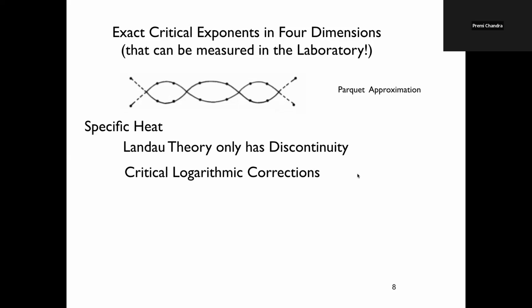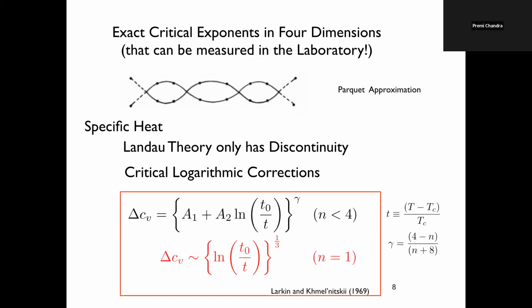They calculated the critical logarithmic corrections. It looks like that for n less than 4. In our case, the uniaxial ferroelectric, again, I'm using the collective hour, n equals 1. And you see that the change in the specific heat is log of T0 over T to the 1/3.